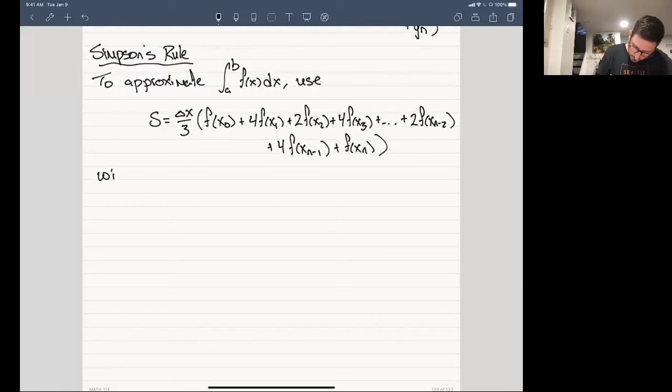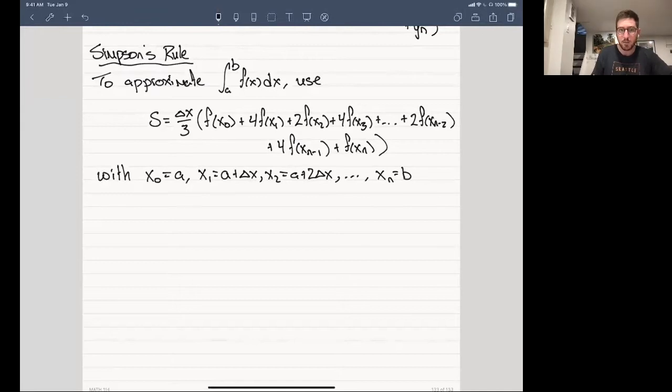with x0 equal to a, x1 equal to a plus delta x, x2 equal to a plus 2 delta x, and so on and so forth until xn is equal to b, and n is even, with delta x equal to b minus a over n.